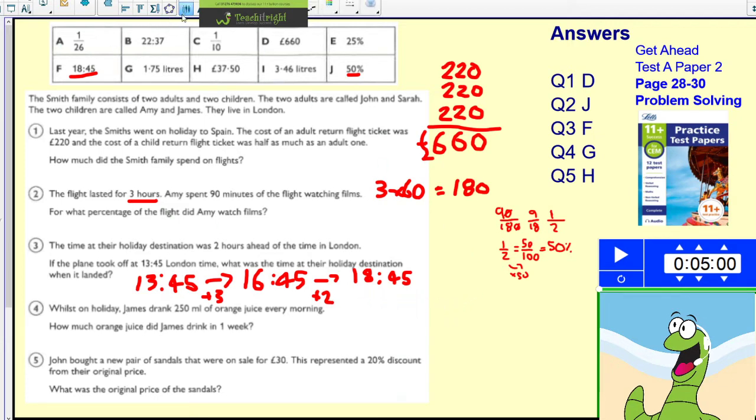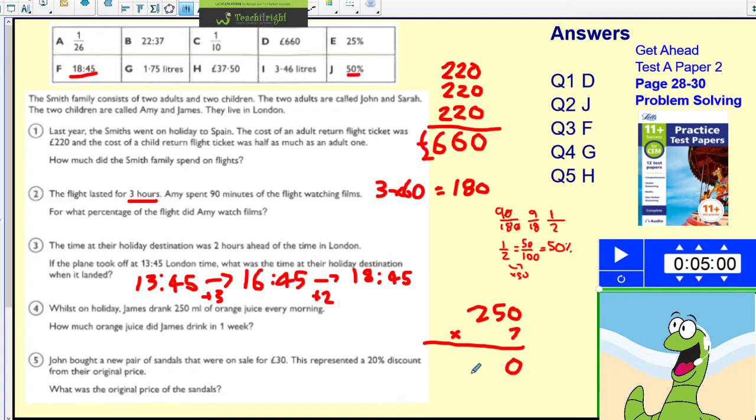Okay. Whilst on holiday, James drank 250 millilitres orange juice every morning. How much did he drink in a week? Well, a week's got 7 days, so it's going to be 250 times by 7. And again, for this kind of sum, I like column multiplication, but whichever way works best for you. Right, so 7 times 0 is 0.